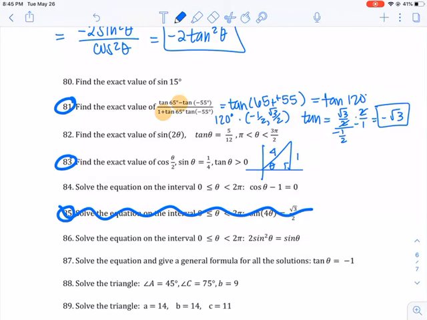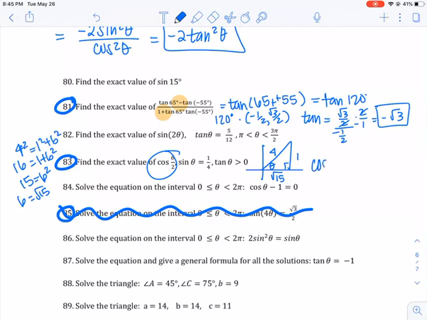Pythagorean theorem, 4 squared equals 1 squared plus b squared. 16 equals 1 plus b squared. 15 equals b squared. B is rad 15. Okay, so now I have all three sides. So I'm looking for cosine theta over 2. Okay, so you're going to use that equation for half angle.